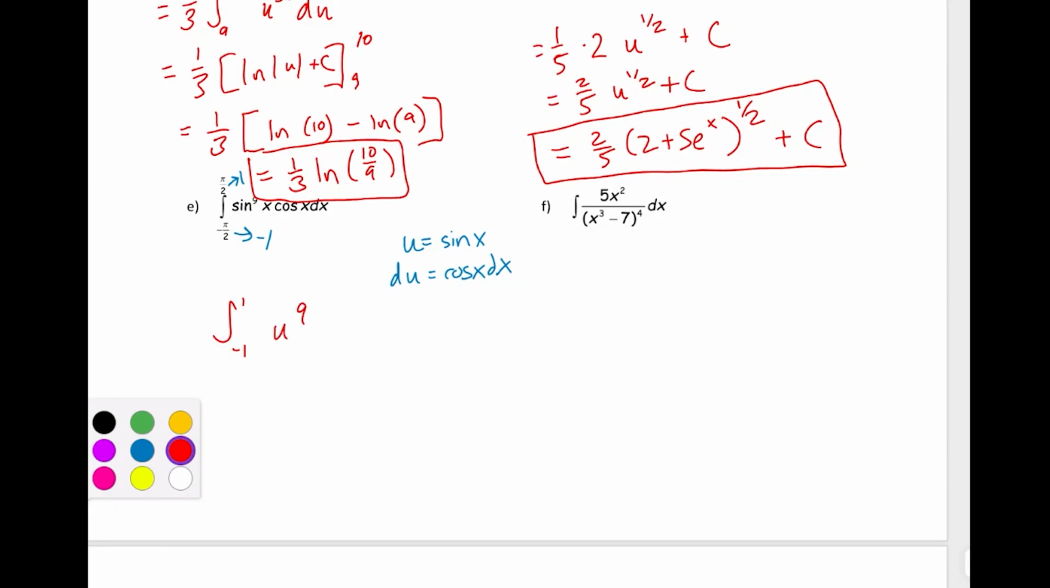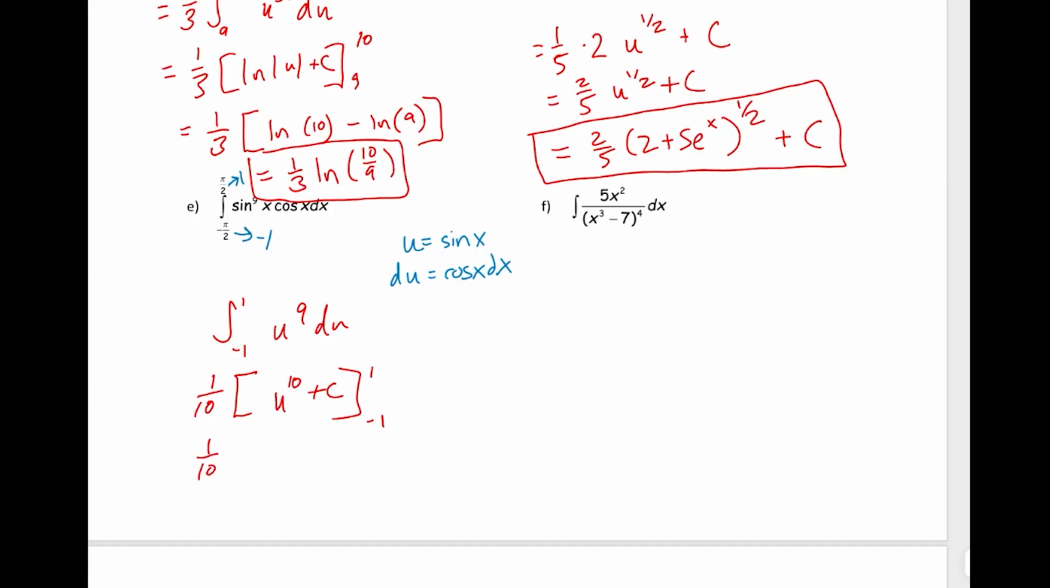u to the 9th du. The antiderivative of u to the 9th is going to be u to the 10th, and then times 1/10, although I'm going to factor out that 1/10, plus c. So, and that's from negative 1 to 1.